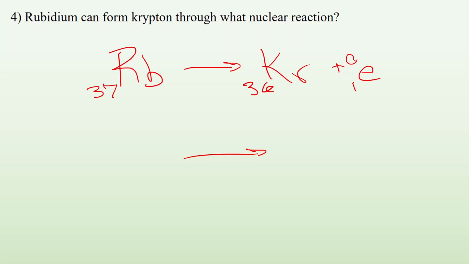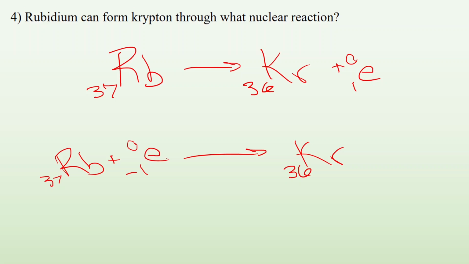Or another way, well, let's see, Rb 37, and then krypton 36. There's this process called electron capture, where basically you have an electron or a beta particle that gets captured by the nucleus, which would also result in bringing the atomic charge down by one, making krypton.